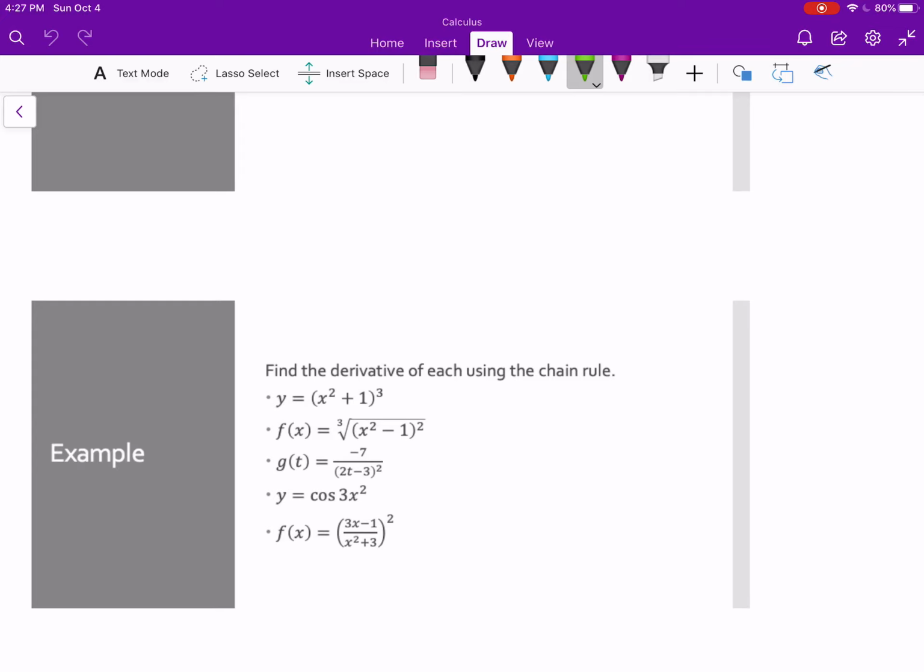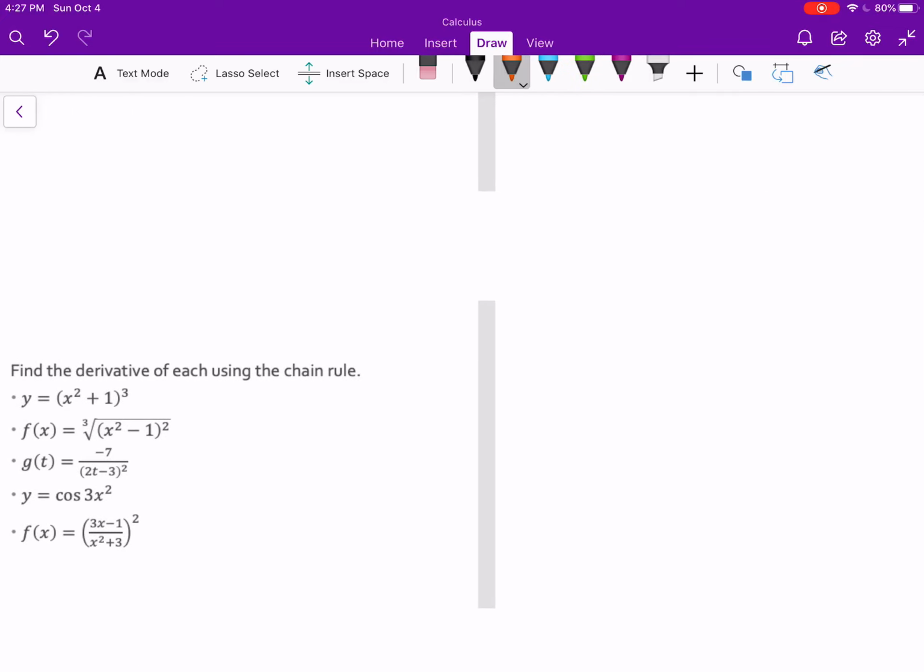So finding the derivative of each using the chain rule. So let's look at the first one. To find y prime, you're going to do the derivative like normal. So I'm going to bring down that 3, rewrite what's on the inside, decrease the exponent by 1, and then we're just going to multiply by the derivative of the inside here. Sometimes it's called the inside-outside rule. Okay. And we can just say that's 6x times x squared plus 1 squared. You do not have to multiply that out to get your answer.